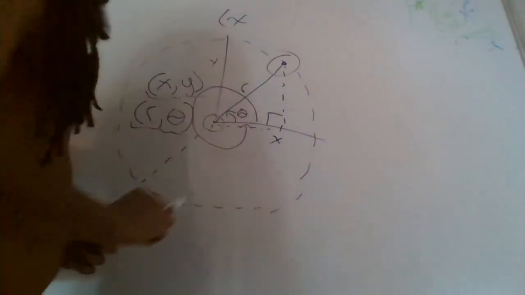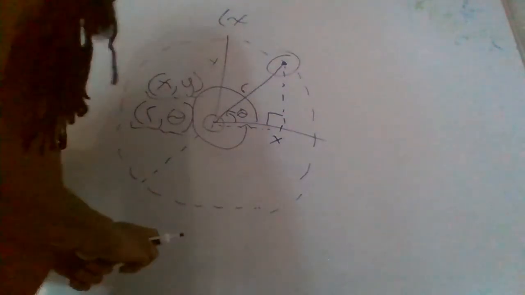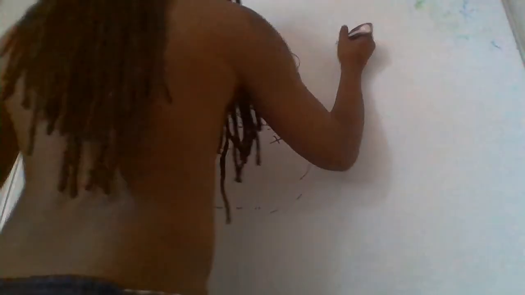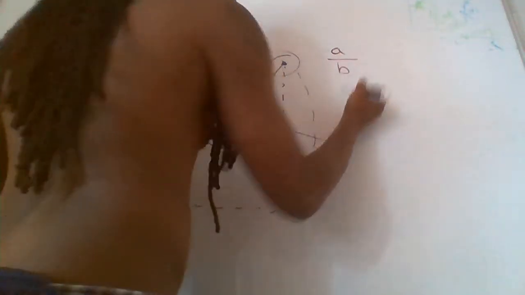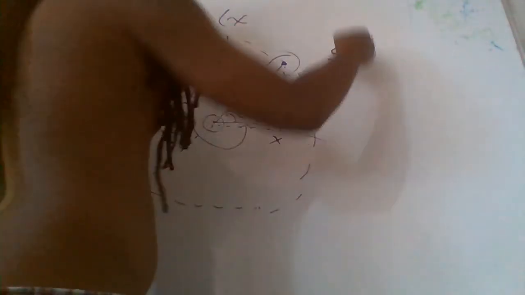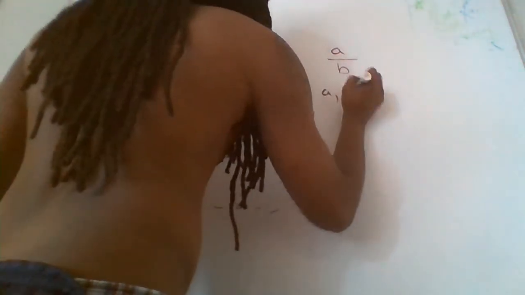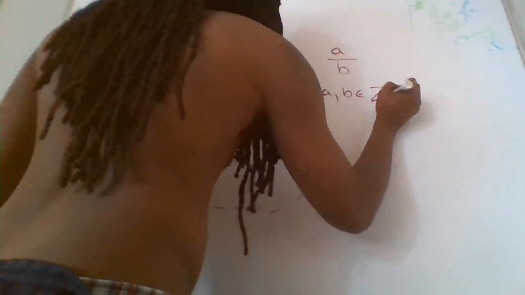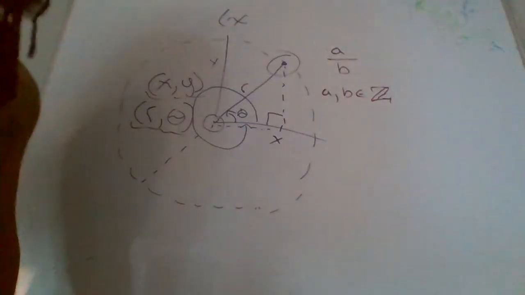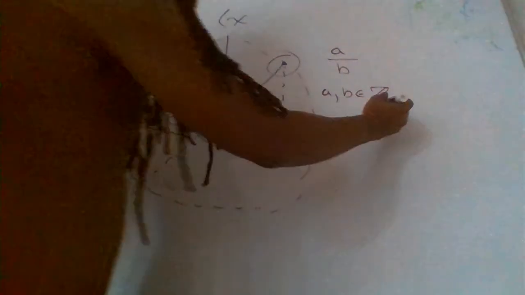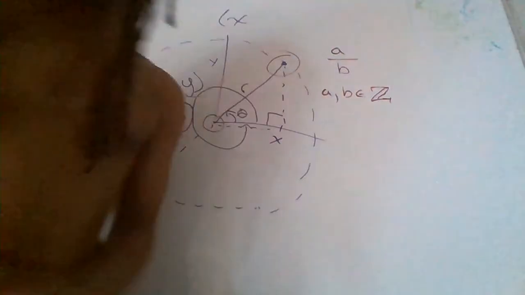Ratios, again, are just fractions. Just for some number A, right? And for some number B, right? Two numbers of the set of integers. A and B are both elements of Z, right? This is for the set of integers. And this is all a ratio is, a fraction.